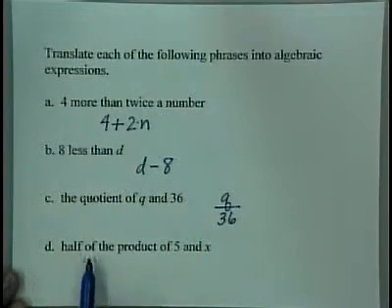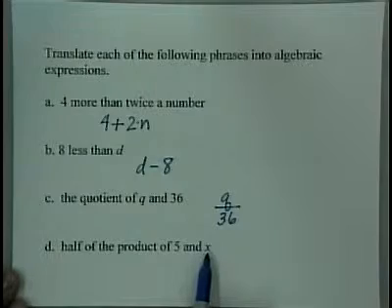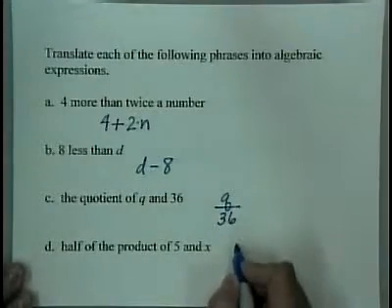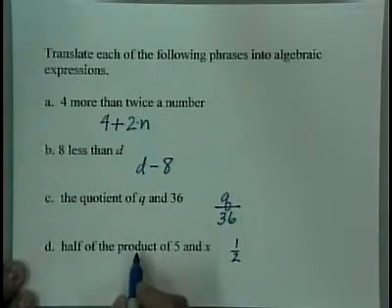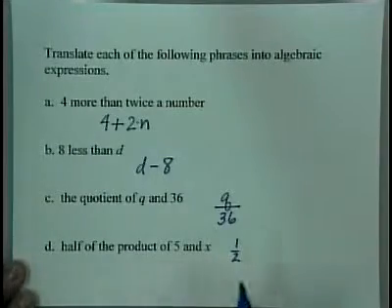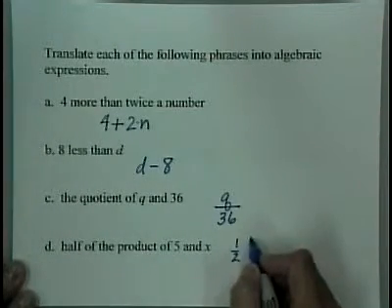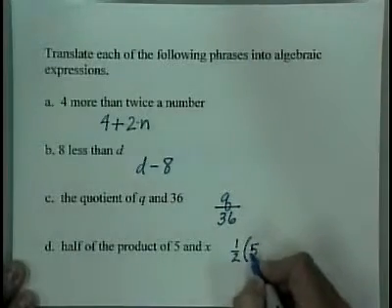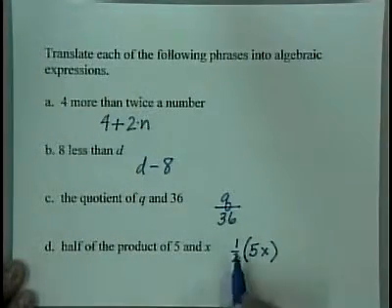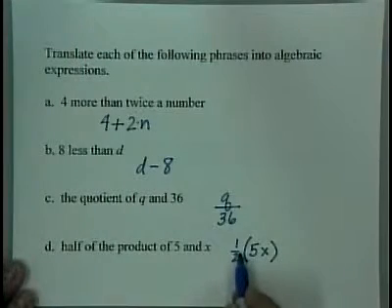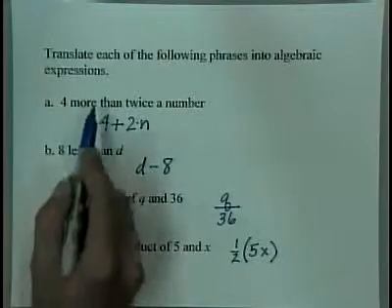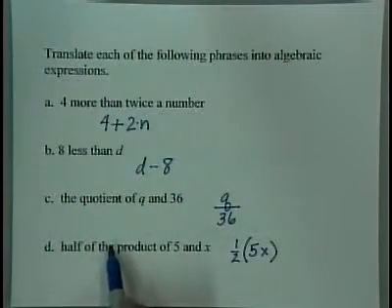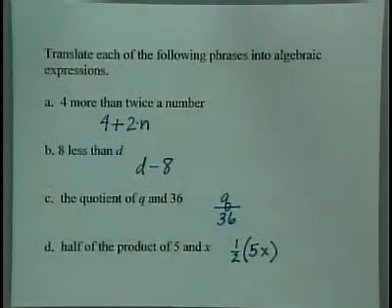Finally, we have half of the product of 5 and x. Half means to multiply by 1/2. Half of the product of two things. Now, product also means to multiply, but the way that this is worded, you might think to group the product of 5 and x. So we're looking at half of, or 1/2 times, the product of 5 and x. This is just 4 examples of a number of different phrases that can be translated, and you can see some other examples in your book on page 97.